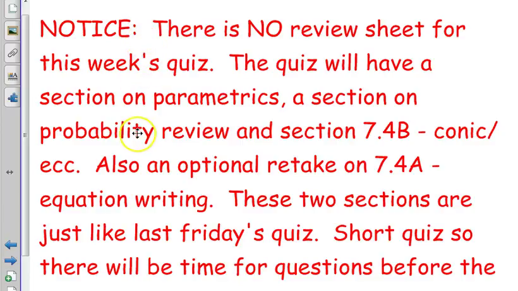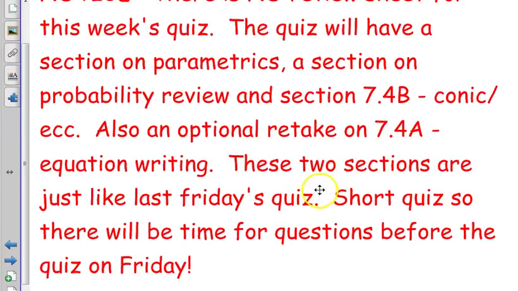Please notice there is no review sheet for this week's quiz. The quiz will have a section on parametrics and a section on probability review. It will also have a section called 7.4b, which is the eccentricity completing the square section. That's just like the last quiz. It will have 7.4a, which is called advanced equation writing for conics or something. And again, it will look just like 7.4a on last Friday's quiz. And that's optional. If you already have a grade you're happy with there, you don't have to do that section, okay?